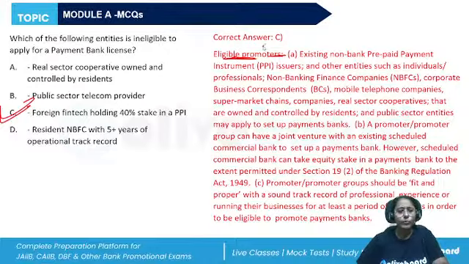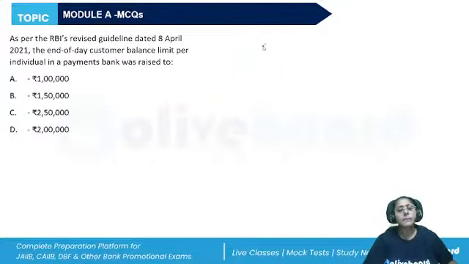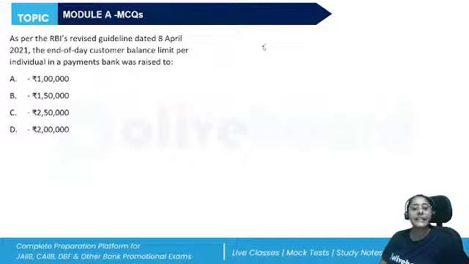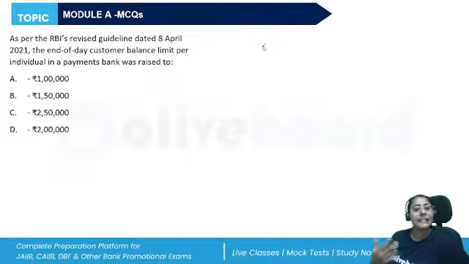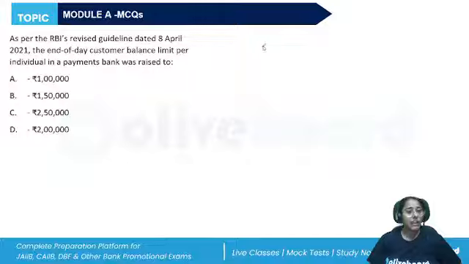Let us do a few more questions and then we will end the session. Okay, as per RBI's revised guidelines dated 8th April 2021, the end of day customer balance limit per individual in a payments bank was raised to. So these revised guidelines have increased the end of day customer balance limit. So what is the increased limit? Whether it is 1 lakh rupees, 1.5 lakh rupees, 2.5 lakh rupees or 2 lakhs.